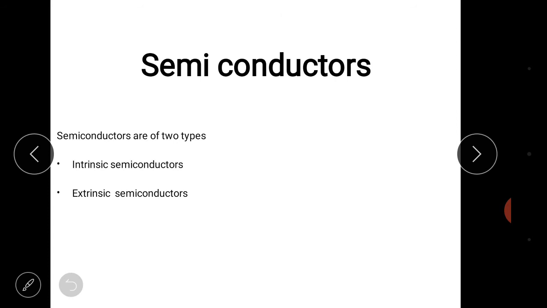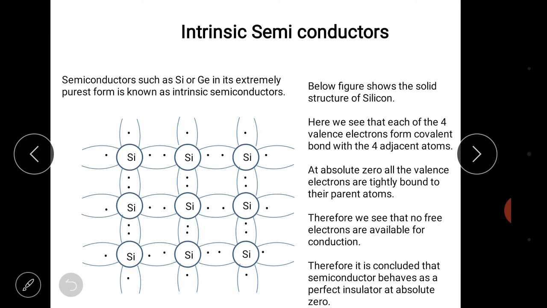Semiconductors are of two types: intrinsic semiconductors and extrinsic semiconductors. We will start with the intrinsic semiconductors. Semiconductors such as silicon or germanium in their extremely purest form are known as intrinsic semiconductors, as shown in the below diagram. Here we see only silicon atoms are shown, no impurity atoms. So a semiconductor in its extremely purest form is known as an intrinsic semiconductor.